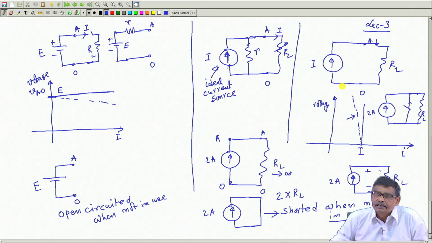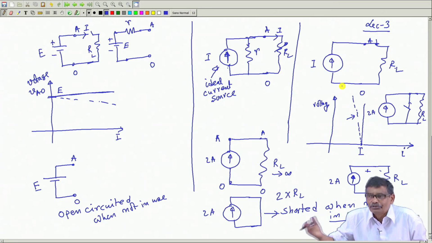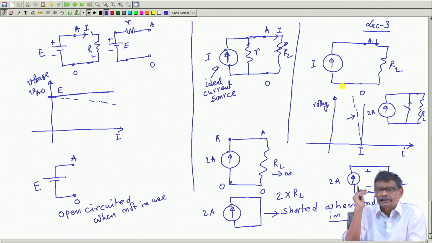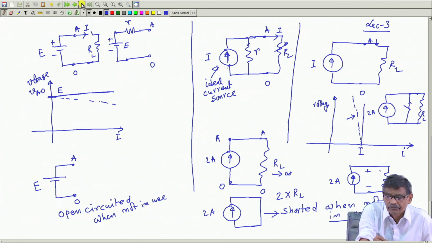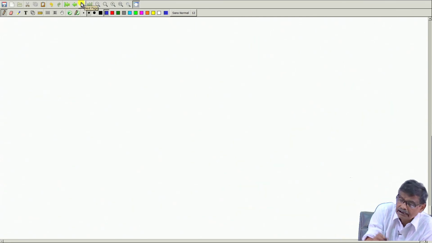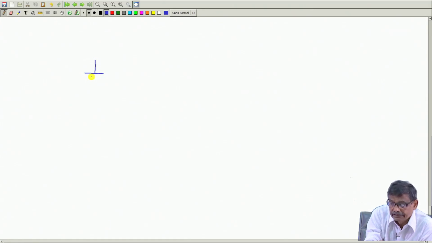If it is an ideal current source, current in that branch wherever that current source will be present, that is known, but the voltage across the current source is to be calculated from whatever impedance or resistance we have connected in the network. Let us consider a very simple example. We go slowly here. For example, let us consider a network like this.